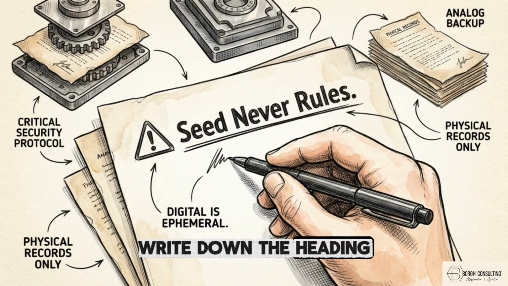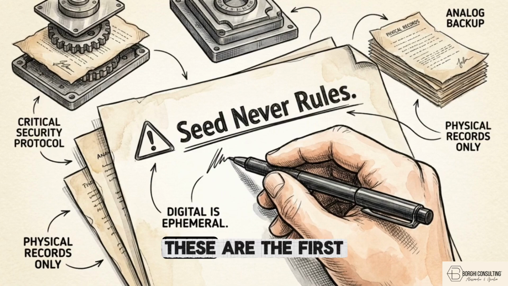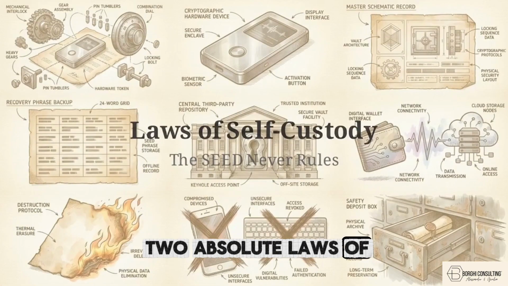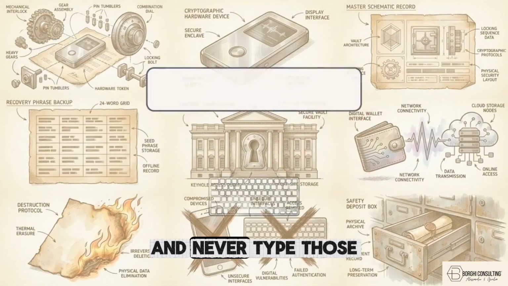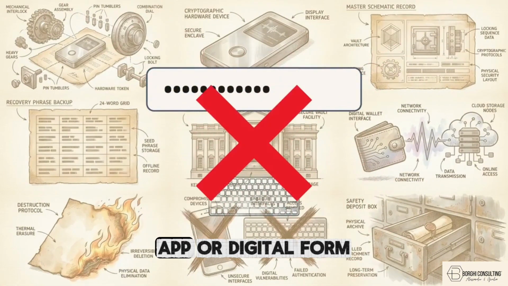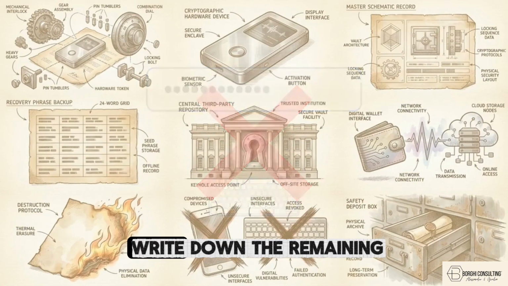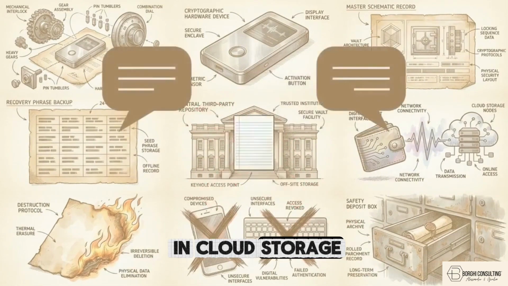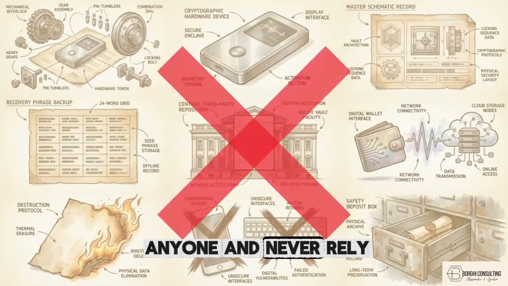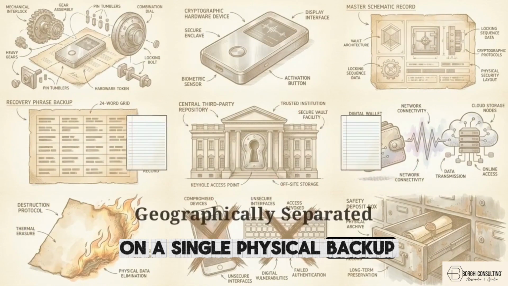Write down the heading, Seed Never Rules. These are the first 2 absolute laws of self-custody. Never photograph your seed phrase with any device, and never type those words into any website, app, or digital form. Write down the remaining 3 laws. Never store the phrase in cloud storage, never share it with anyone, and never rely on a single physical backup.